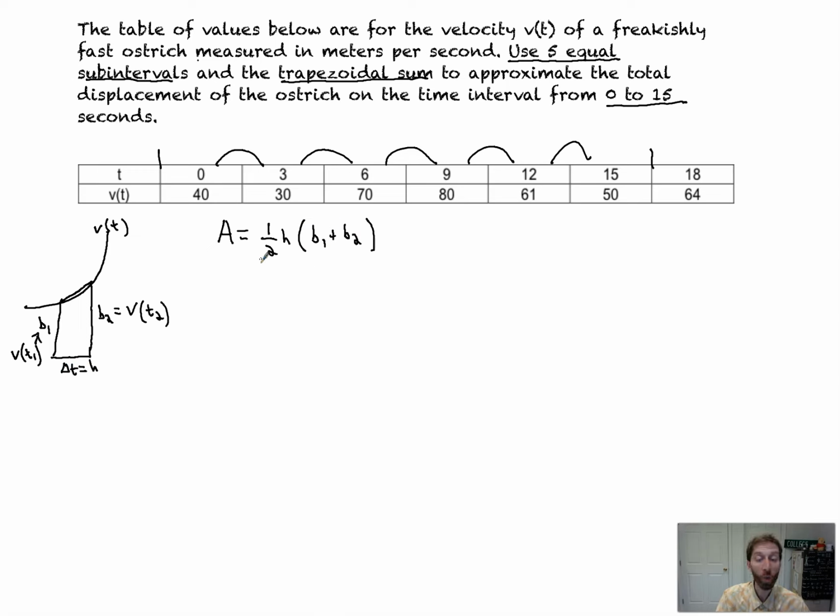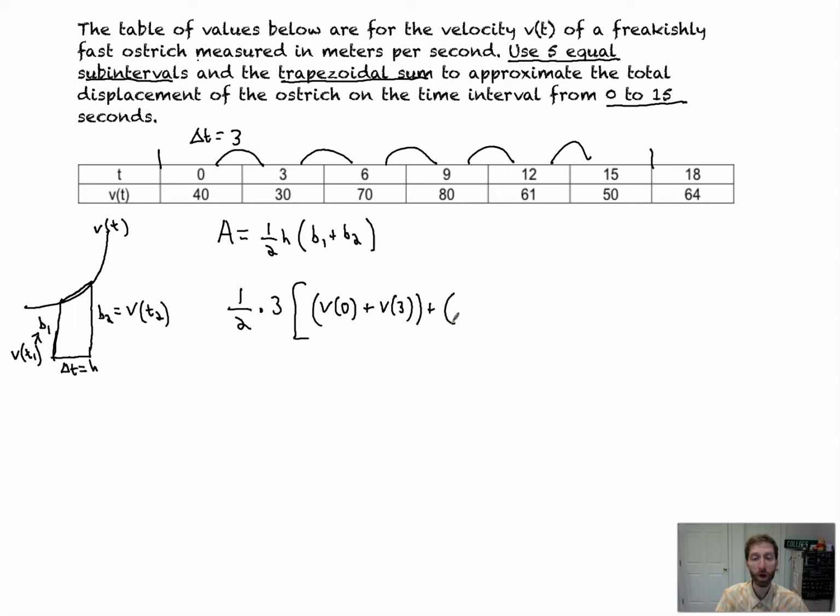Oh, so overall here, I'm going to factor out a 1/2 h because we can. So I'm going to take out 1/2 times delta t, which is 3 every single time. That's the width of every subinterval. So 1/2 times 3. I factored this completely out because it'll be the same no matter which of the 5 trapezoids we calculate. Then B1 plus B2, well, that's the first trapezoid. That would be V of 0. We're looking at this left endpoint right here in the interval, plus the right endpoint. That's B1 and B2 in this interval. Bam! That's your first trapezoid.